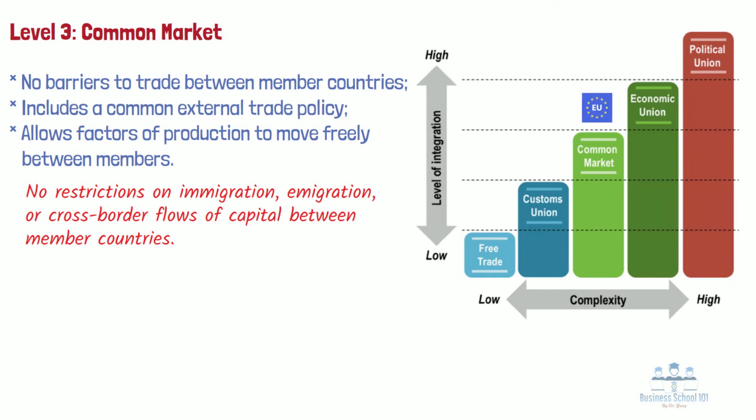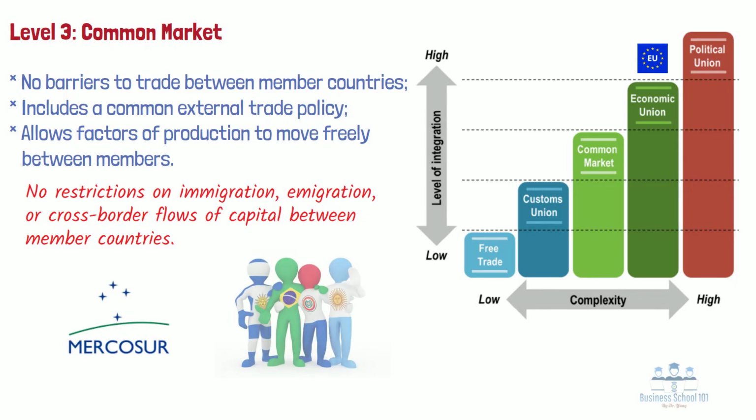The European Union functioned as a common market for years, but it's since made even more progress toward economic integration. Mercosur, the South American grouping of Argentina, Brazil, Paraguay, and Uruguay, hopes to eventually establish itself as a common market. Venezuela was also accepted as a full member of Mercosur, but then was indefinitely suspended from the group in December of 2016 due to its undemocratic policies.